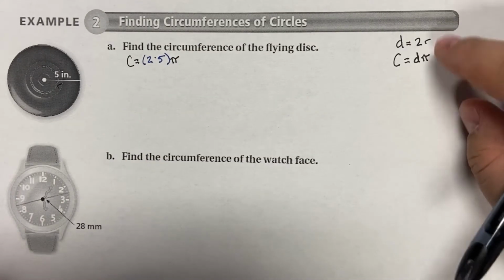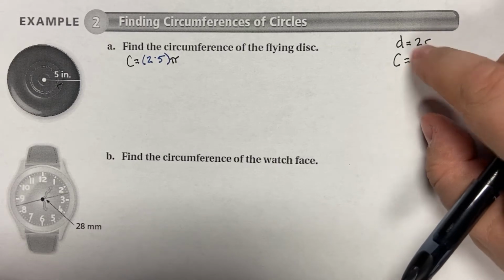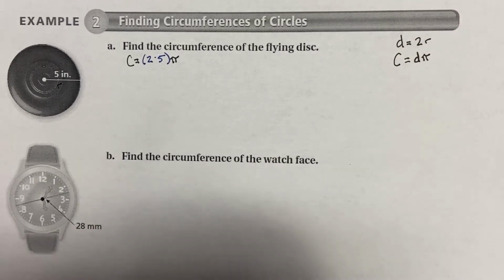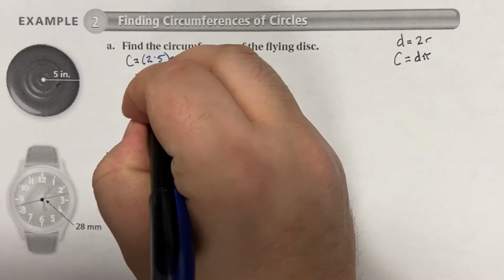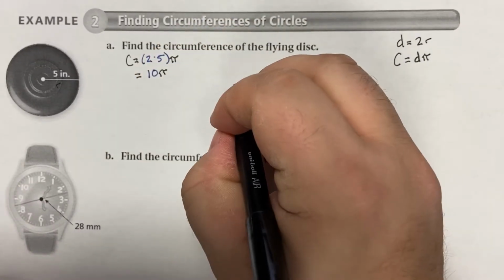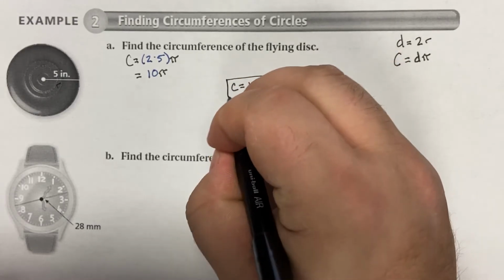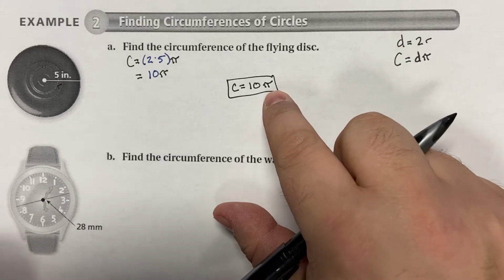So this is how we can combine these two formulas. We're starting out with this, but we use this to substitute in for d, because d equals this, so we can put this in place of it. So that means our circumference is going to equal 10 times pi. Now, this answer is in terms of pi, so we would write it like this. If we wanted to, this is the most exact form of the answer.